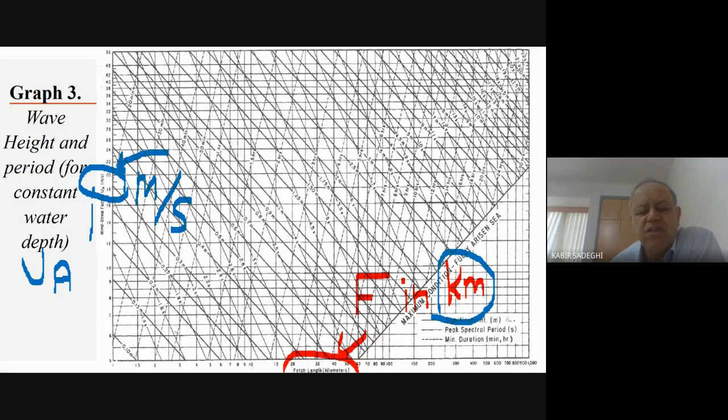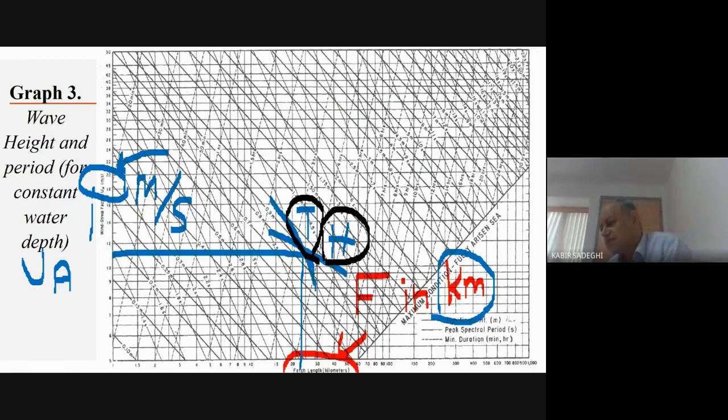You have the fetch, you have UA, you find one point. From this point, you find two curves. From one of them, you find T, and from the other you find H. Therefore, the output of this graph is wave period and also wave height, in seconds and in meters. That's all. I hope you got the point. Let's go to the next slide.